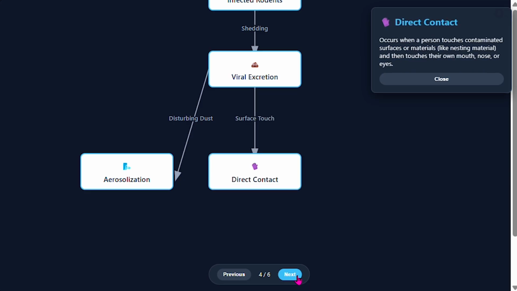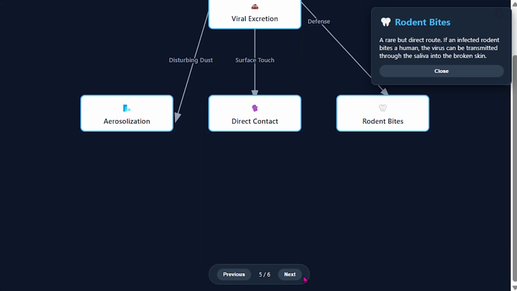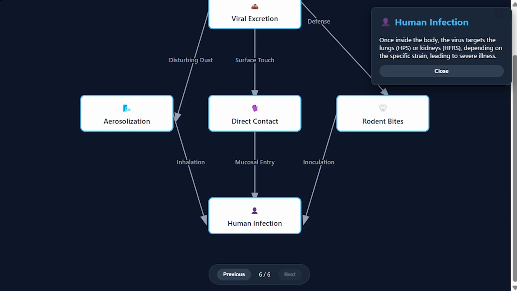Aerosolization is the most common route. This happens when you breathe in microscopic dust particles contaminated with rodent waste. You can also be infected through direct contact, like touching a contaminated surface and then touching your eyes, nose, or mouth. Once the virus enters the human body, it targets the lungs or kidneys, potentially leading to severe respiratory or renal distress.